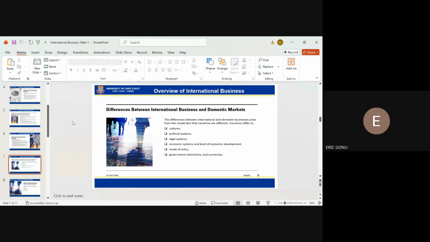We differ in political systems. We differ in legal systems. We also differ in economic levels and economic development levels. We differ in mode of entry, and we differ in government restrictions and currencies. So these are the 6 major factors that differentiate international business market from domestic business market.